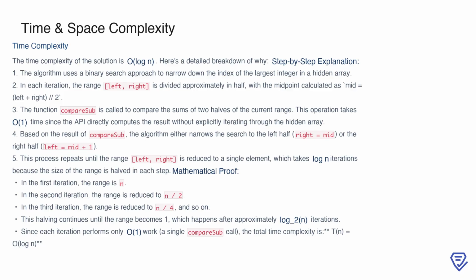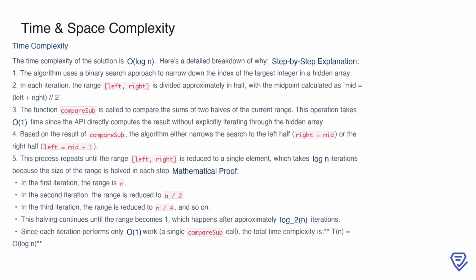The compare sub function is then used to compare the sums of two halves of the current range. Importantly, this comparison operation takes constant time, O(1), because the underlying API handles the sum computation without explicitly iterating through the hidden array. Based on the result of compare sub, the algorithm decides whether to narrow the search to the left or right half by updating the left or right pointers.